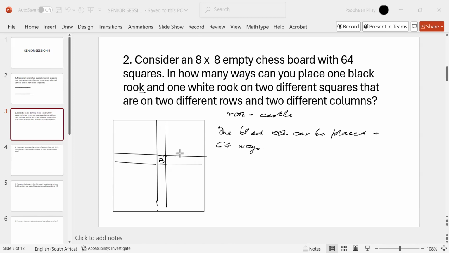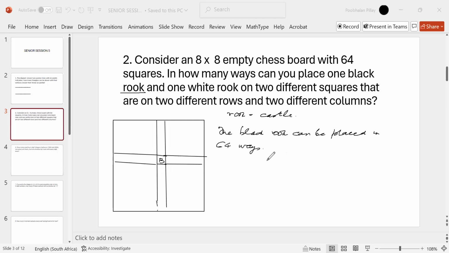So the white rook, you don't have a free choice of placing it anywhere you like. You have to avoid these. So how many squares must you avoid? It looks as if you must avoid 16, but that will be false, because it's 8 here and 8 here, and then this is counted twice, you see. So it is 16, but because you counted this twice, you have to count it only once. It's actually 16 minus 1.